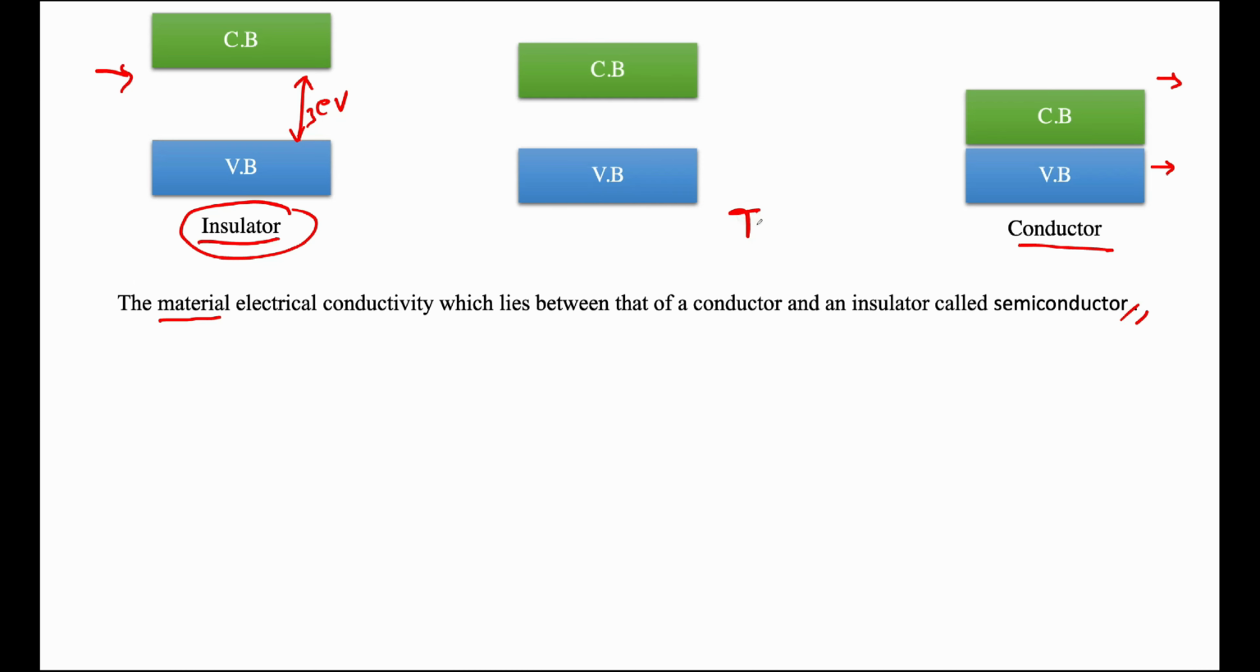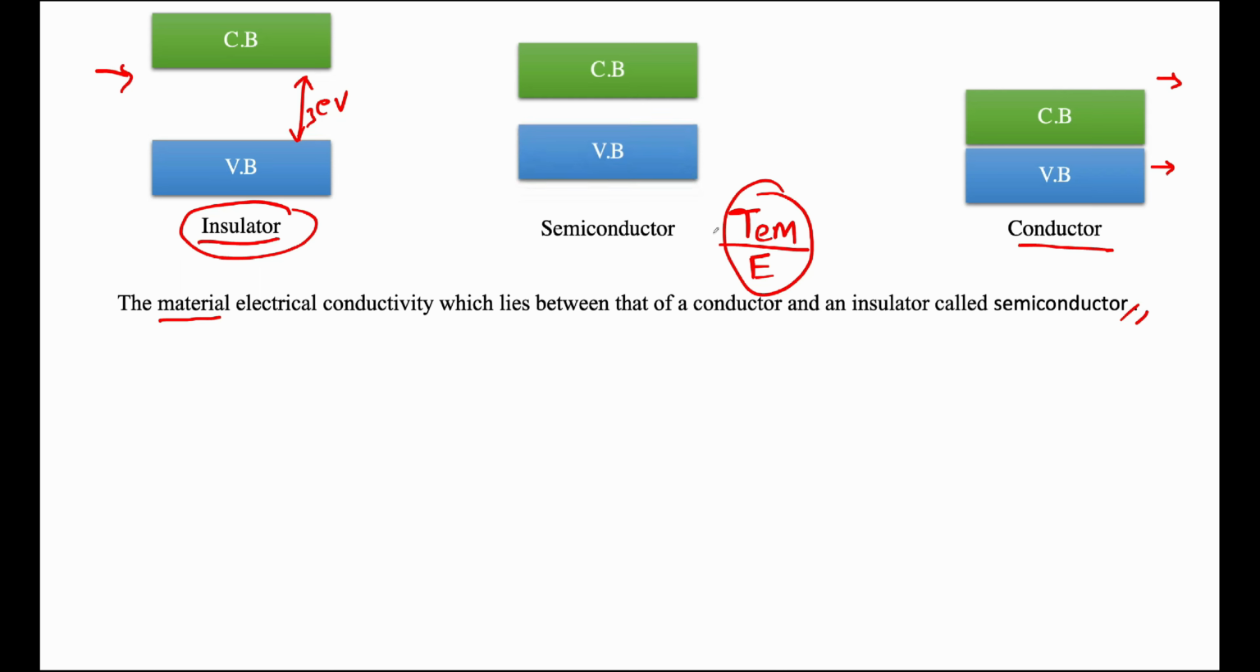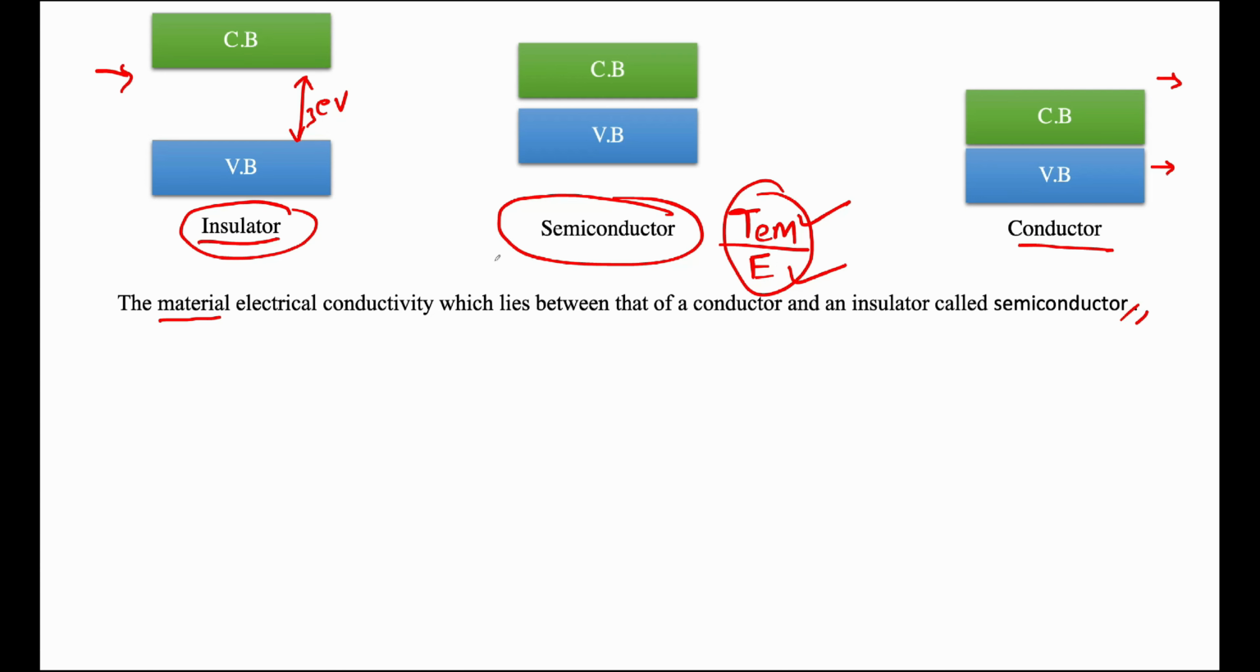When we increase the temperature or add impurity, in these two cases, there will be a shift in the Fermi energy level. So due to that reason, this material starts to act as a conductor. In that case, what happens? The energy gap between conduction band and valence band is reduced due to temperature or impurities. This type of material we call a semiconducting material.